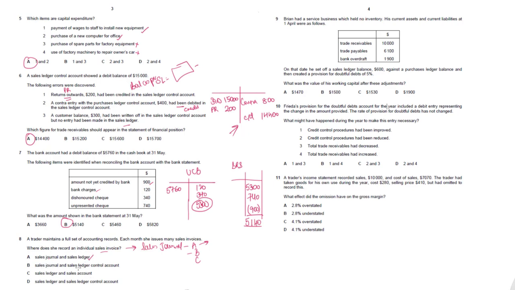Sales journal and sales ledger control account. This is not the correct option because the sales ledger control account is not a part of the double entry bookkeeping. It is a separate process that is done with a different purpose, with a different motive. So this is not the correct option.